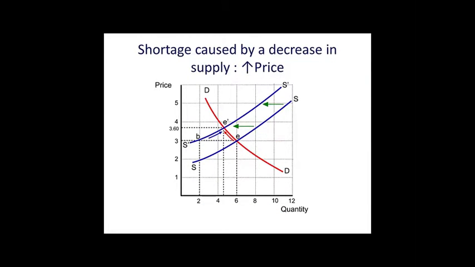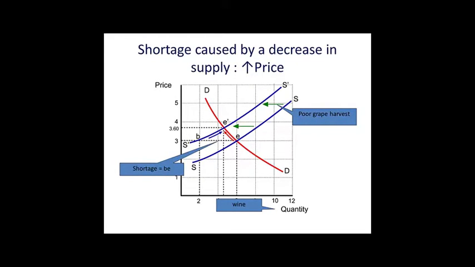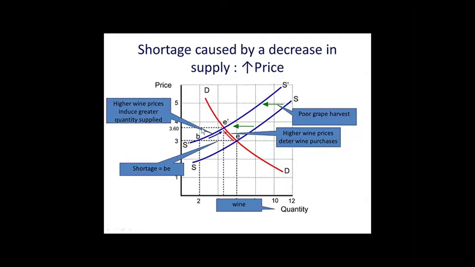And then we may have a shortage occurring because of a decrease in supply. This may be, for instance, the market for wine, poor grape harvest, less wine around. This creates a shift to the left of the supply curve for wine. Shortage again of BE. Again, mechanisms: higher prices will deter wine purchases by consumers, whereas the higher price will induce some producers to put more wine on the market.